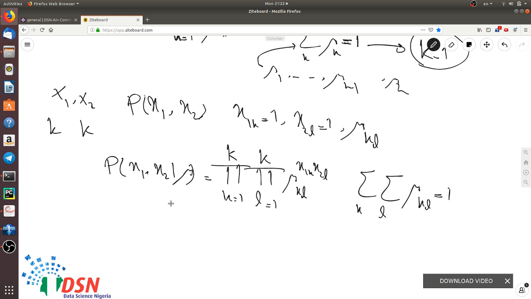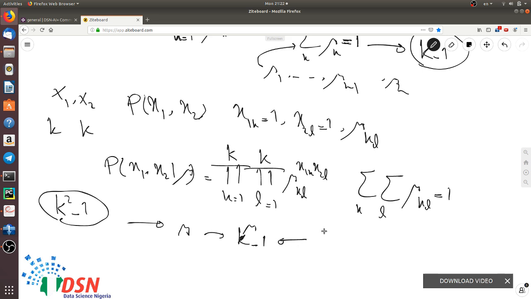So in that case we have K squared minus 1 parameters for this model. You could easily verify that for M variables we will have K to the power M minus 1 parameters for modeling the joint distribution.